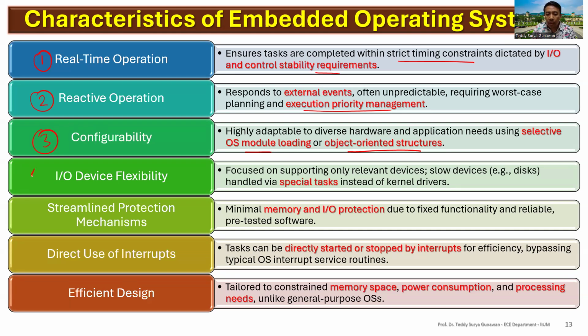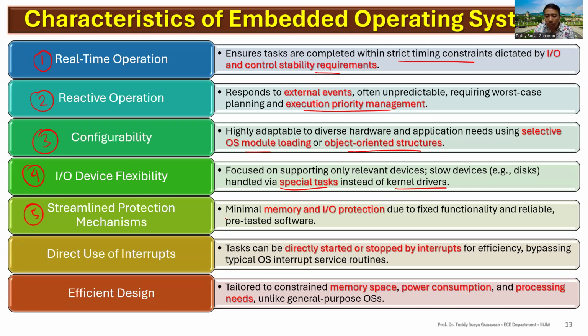It also has I/O device flexibility. So it's focused on supporting only relevant devices. For example, slow devices are handled using a special task instead of the kernel. So you just use a special task instead of using it in the kernel. So the OS will be smaller. The OS size will be smaller.